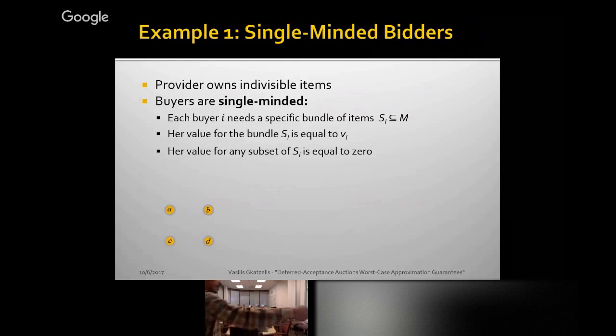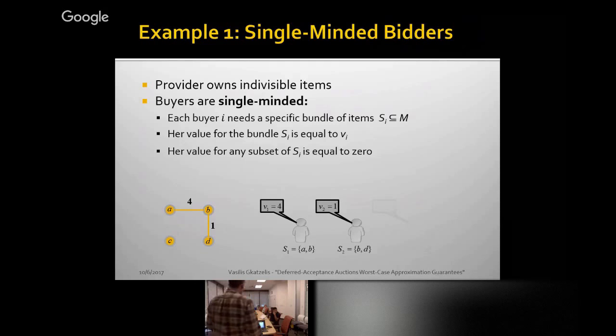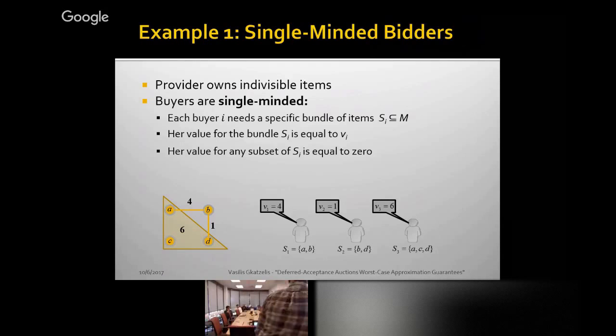So you can think of it as, let's say you have these 4 items over here, and you have a bidder saying, I want items A and B. So you can think of this as an edge. We're going to represent this as an edge in this talk. So you have this bidder over here who says, you know what, I want items A and B, and my value for it is 4. You can have another one who says, I want B and D, and my value is 1. A third one who says, I want A, C, and D, and you can think of it as a hyperedge in this graph, and my value is 6.